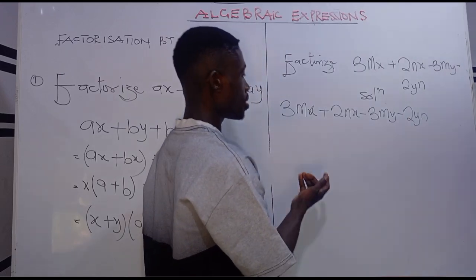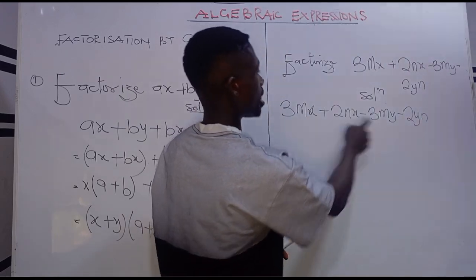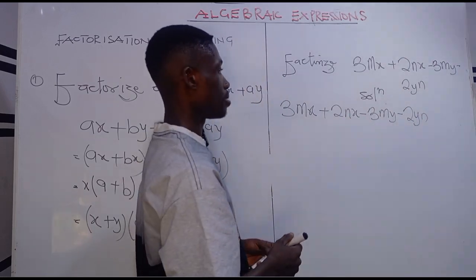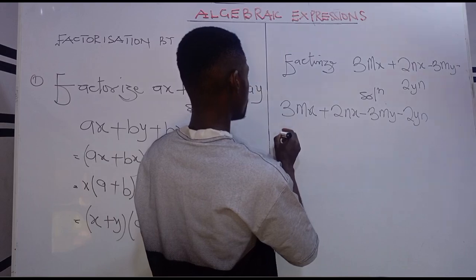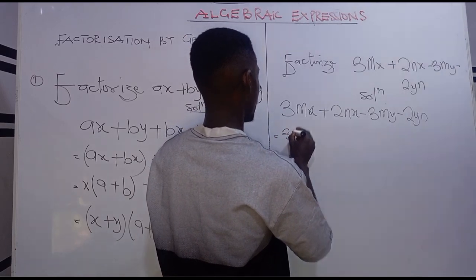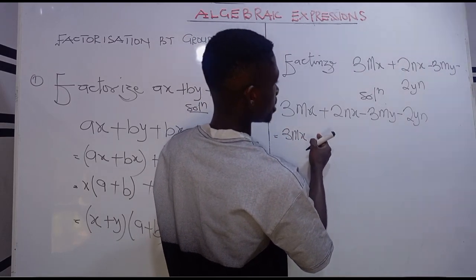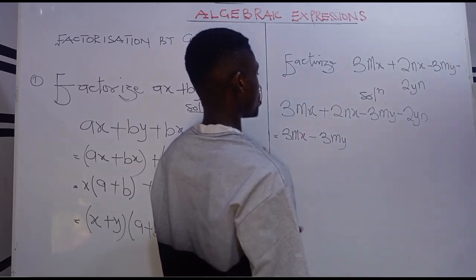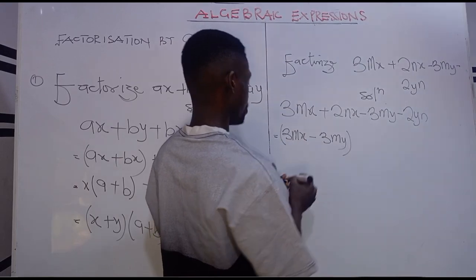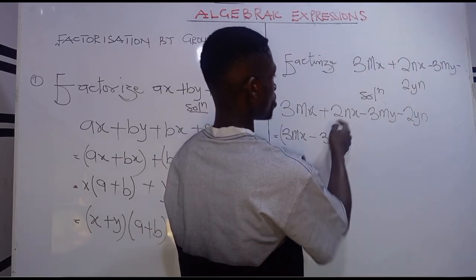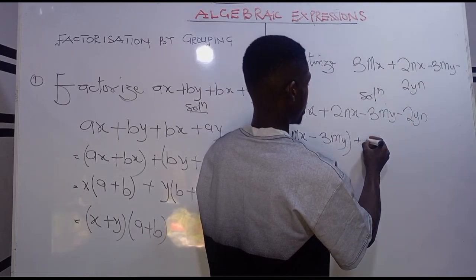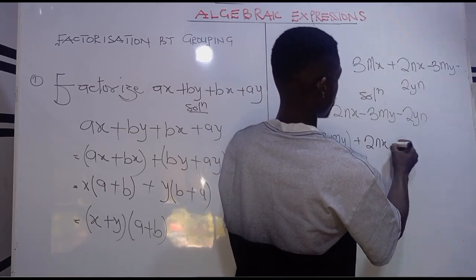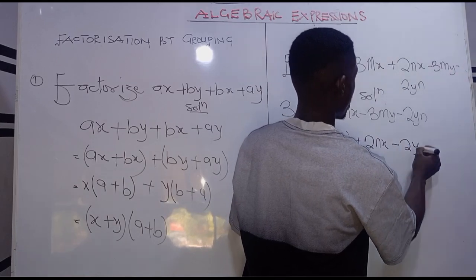So which one should we group? Let's take m and m. Okay, we have n and n, so we can also group that part. Good. So we have 3mx and then minus 3my. Then after that, we come and group the n and n. So we have 2nx minus 2ny.